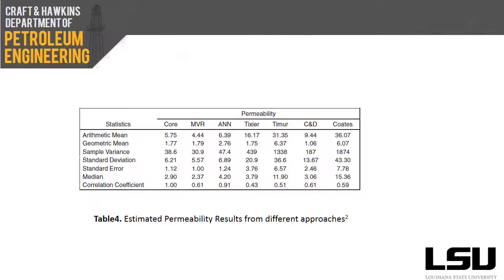Table 4 shows that regression approach gives permeability values closer to the core than other approaches.